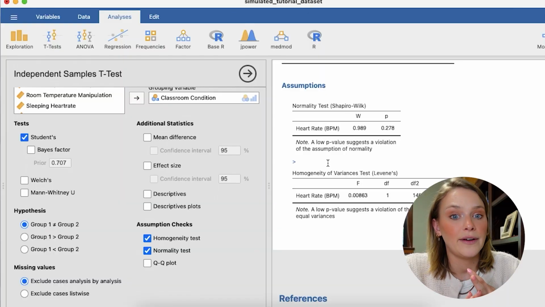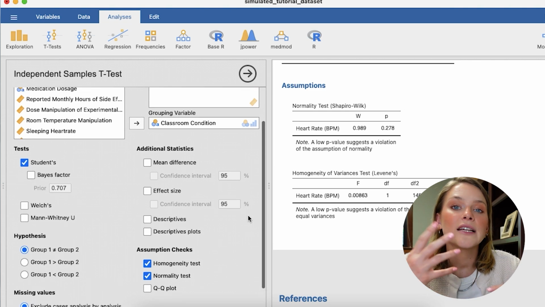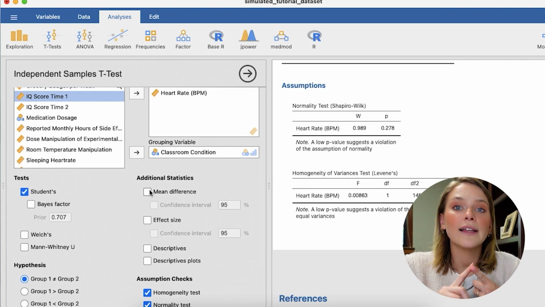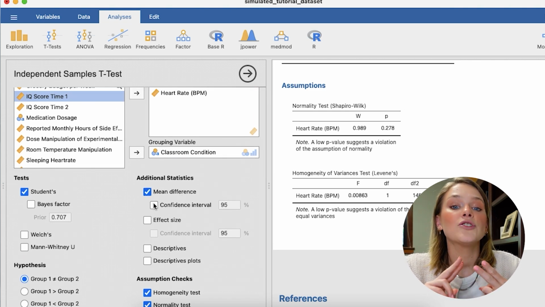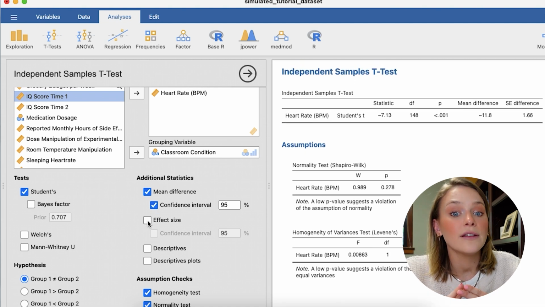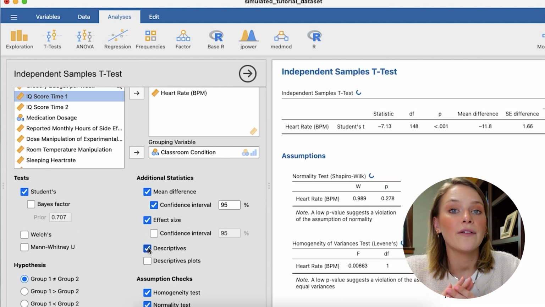So once the assumptions are checked, then we can proceed with the analysis. Again, make sure that you've got heart rate set as the dependent variable and classroom condition as the independent variable. And I'm going to have you select a couple more options here. I want you to select the mean difference, the confidence intervals for the mean difference, the effect size, Cohen's d, and also the descriptive statistics. Now I'm going to walk through those with you and help you to interpret the results.